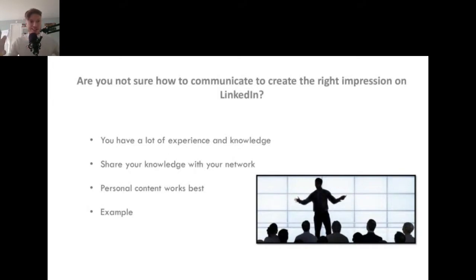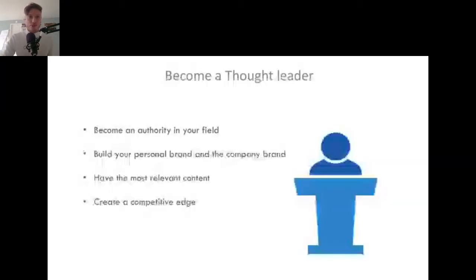So this is one of the easiest content archetypes to start with, and it's a very low threshold. It's always relevant, and your profile does the rest of the job for you as well. So remember that. So that's how you can post valuable content on LinkedIn. One is when you're active to your network, you become an authority in your field and in the field of your network. Build your personal brand and also the company brand, because when you build your personal brands and employer brands, your company brands is getting built as well. Have the most relevant content.